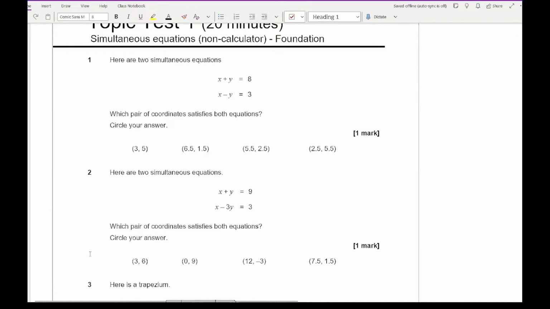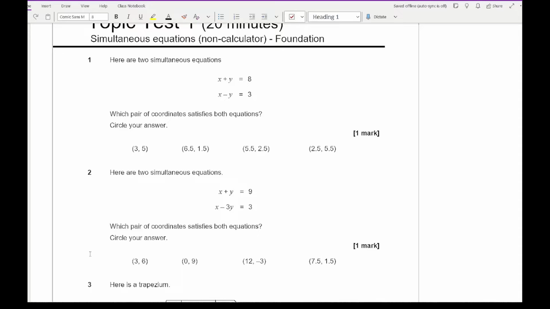So question 1 says, here are two simultaneous equations. Which pair of coordinates satisfy both equations? So for this, what we're trying to do is solve this simultaneous equation. Now, you could either do it the normal way of solving a simultaneous equation, or what you can do is substitute the x and y coordinates into the equation and see if they come true.